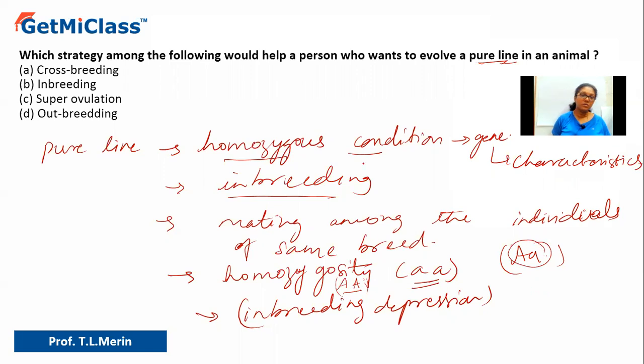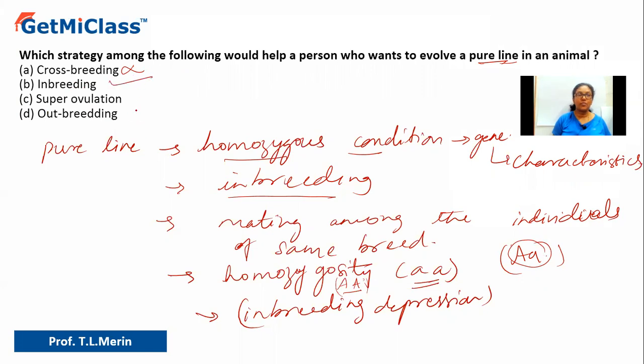Okay, so let us see. Now, which strategy among the following would help a person who wants to evolve a pure line in an animal? Okay, so option A says crossbreeding. No, because in crossbreeding you use two different breeds and you get a different variety of the offspring. You don't get a pure line. Hence it is no. Option B says inbreeding. Yes, that is the correct answer.